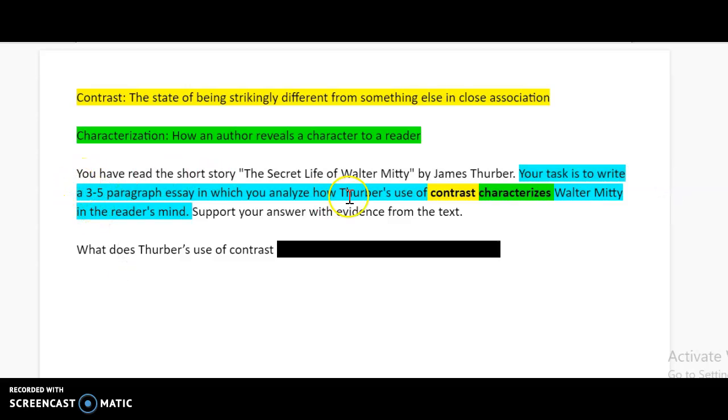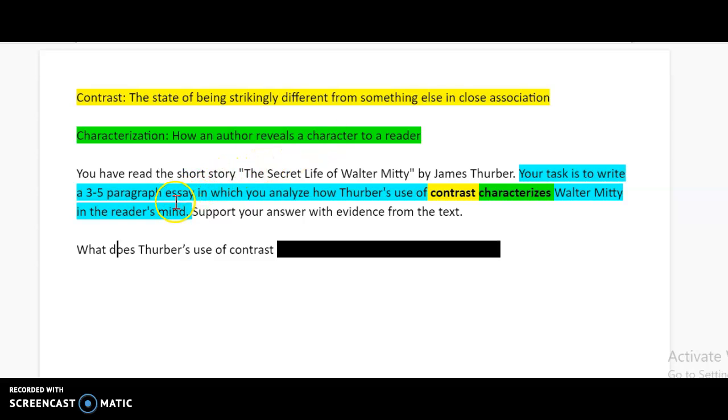So our task is to write a 3 to 5 paragraph essay in which you analyze how Thurber's use of contrast characterizes Walter Mitty in the reader's mind. What I want you to do here is turn that task into a simple question so we can focus on that as we read. Remember, contrast means the state of being strikingly different from something else in close association to it, and characterization is how an author reveals a character to the reader.